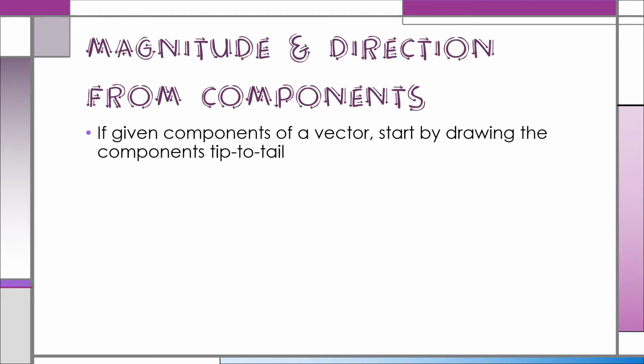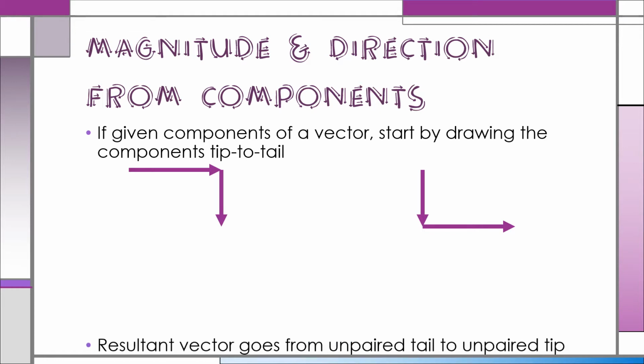The first thing we're going to do is to start by drawing those components tip to tail, which means the tip of one component, the tip of one vector, touches the tail of another. So one example would look something like this if I had a vector pointed to the right and a vector pointed downward. Now the order in which we draw these doesn't matter, so I could draw my downward arrow and then my arrow going to the right, and we'll get the exact same result.